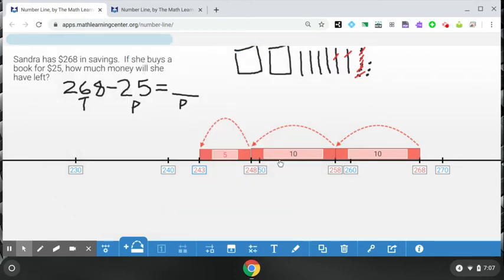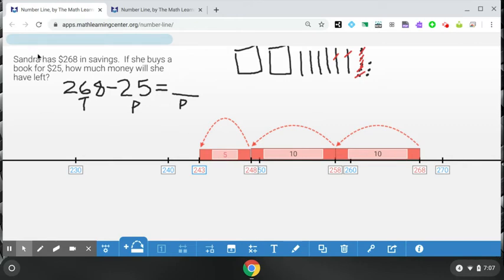There we go. So you can see that on our base 10 blocks, it was very simple to take away 25. On the number line, you just have to start with your total by finding it on the number line. And then you can see here's one of our tens, here's another one of our tens, and these 5 ones represent this jump.